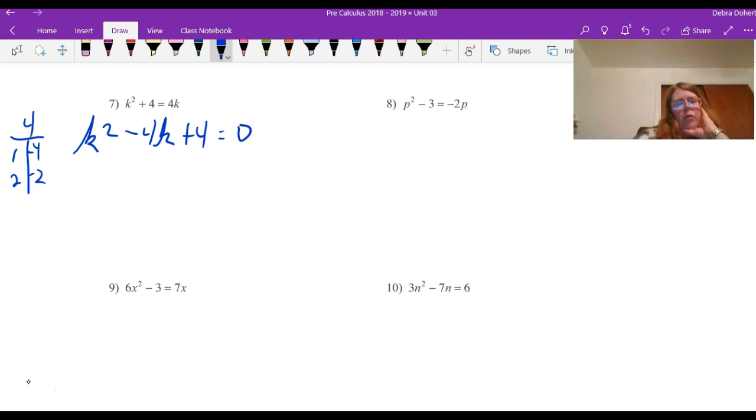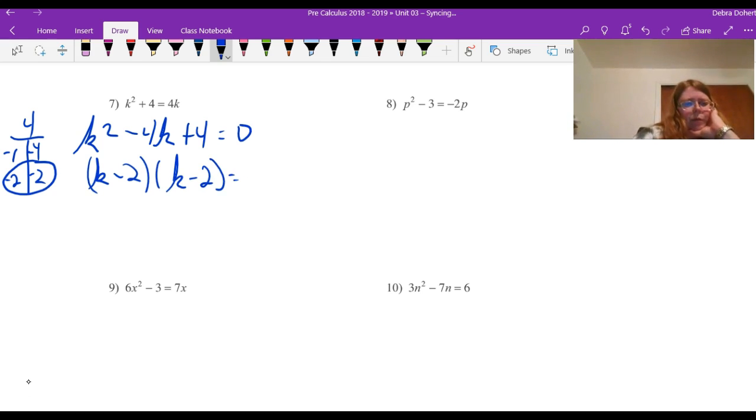I need that to be a positive, so this one's going to be a negative and a negative. The ones we're going to use this time are negative 2 and negative 2. So we're going to have k squared, k subtract 2 times k subtract 2 equals 0.